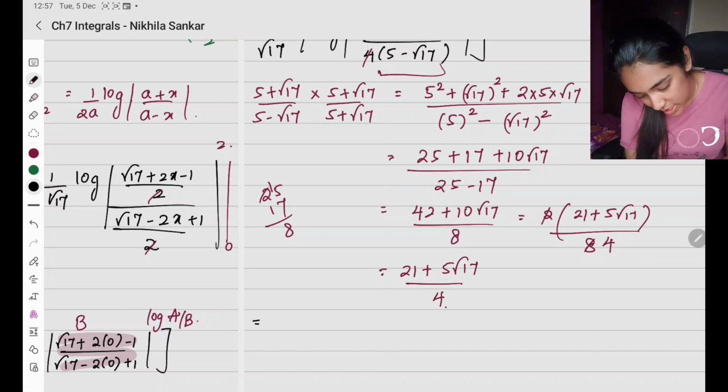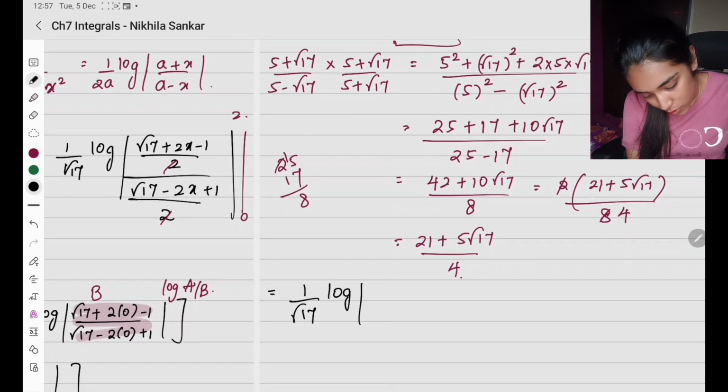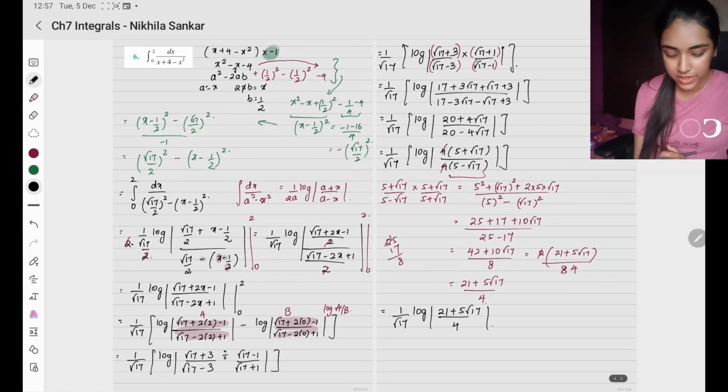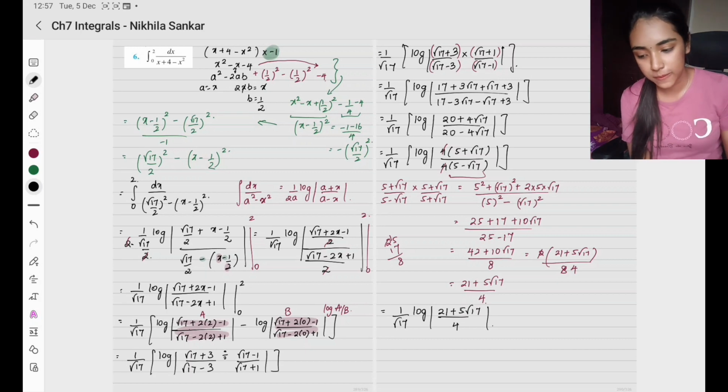So when I substitute this in the final answer, I have 1 by root 17 log mod of the bracket, which is 21 plus 5 root 17 divided by 4. Okay, please copy. This is a long question but easy. When you substitute the value, it is going to be simple.